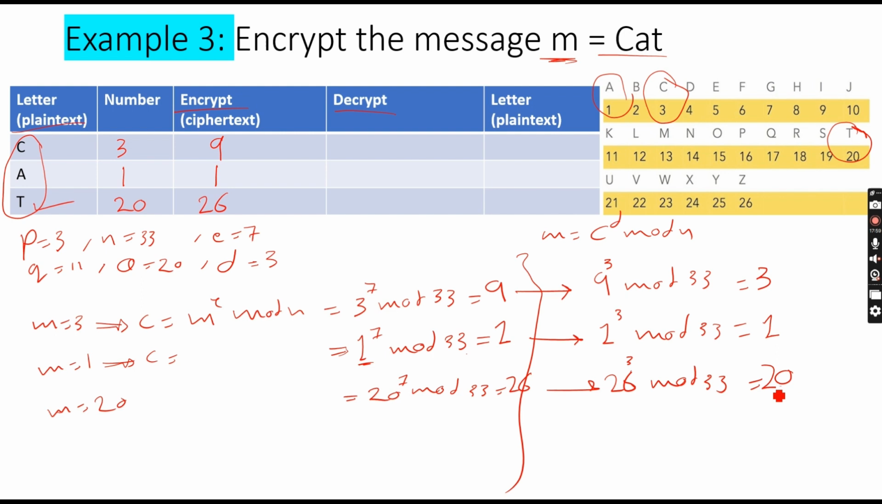So if you can see, 20 is here, 1 is here, and 3 is here. So when we decrypt, it will be 3, 1, 20, and when you compare this one, it's similar to the original. Now 3 from the table is C, 1 is A, and 20 is T, so cat becomes cat. So cat at the sender is encrypted to 9, 1, 26 and then sent with wired or wireless to the other side, and the other side decrypts it and it becomes cat again.